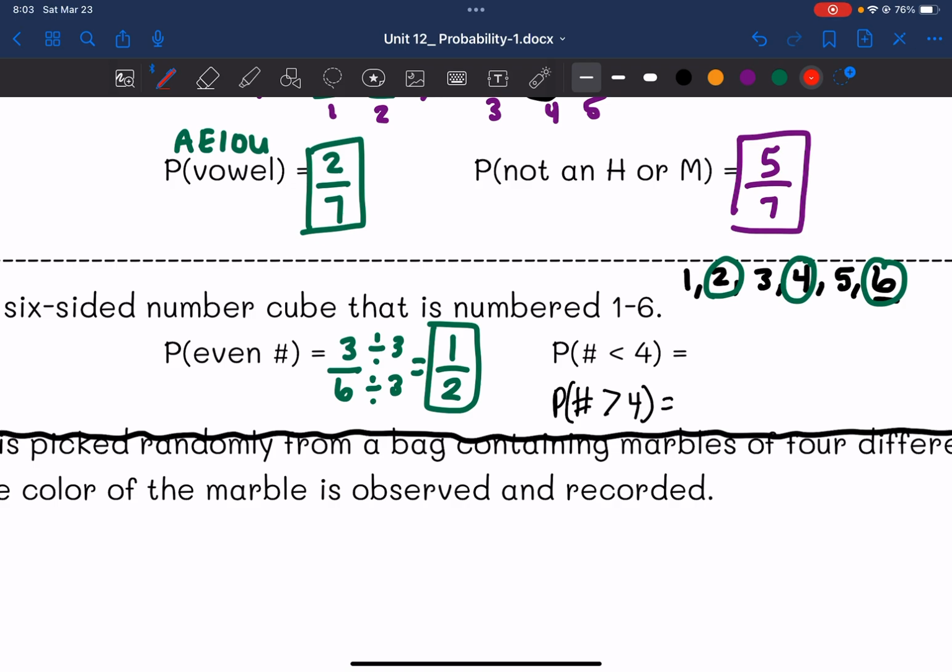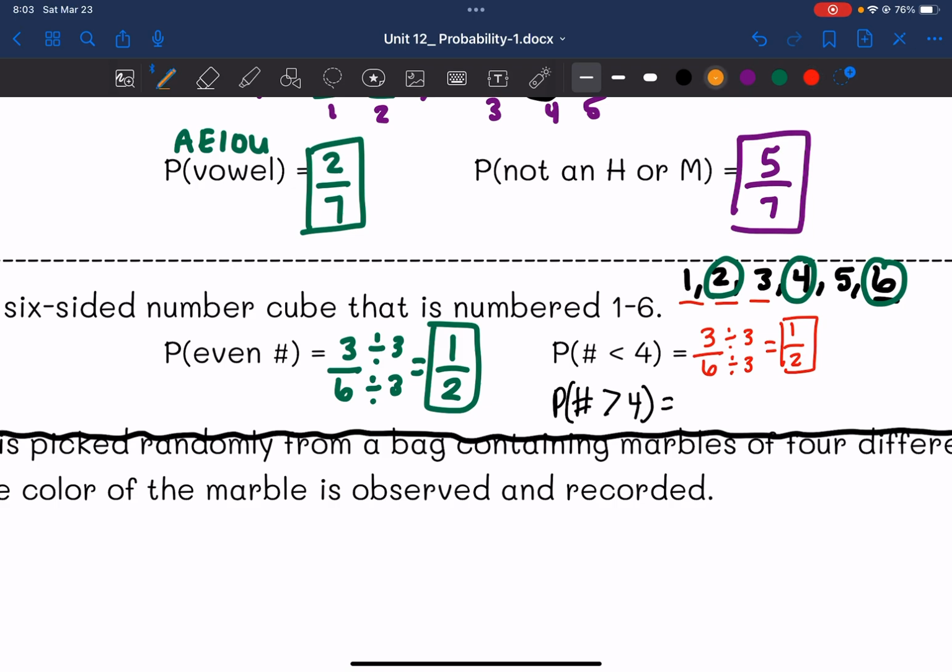That is going to be less than 4. It is 1, 2, 3. So there's 3 out of 6 total. I have to simplify by dividing by 3 on both top and bottom. 3 divided by 3 is 1. 6 divided by 3 is 2. So this would be 1/2.